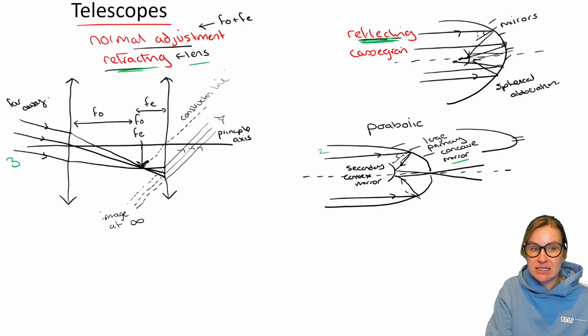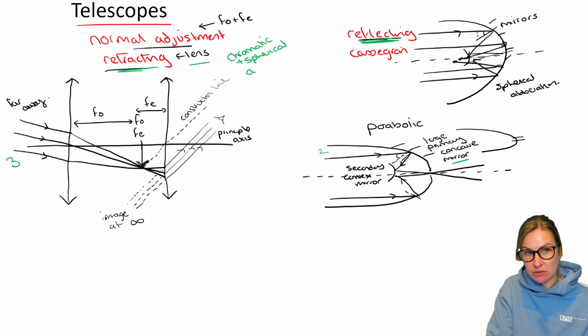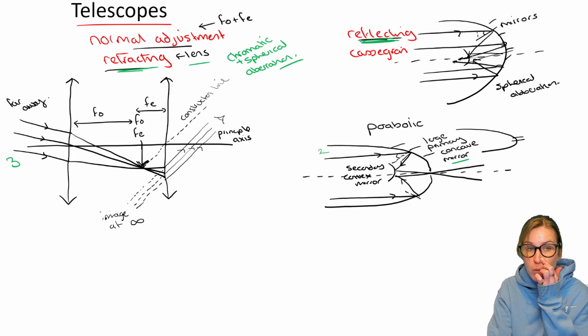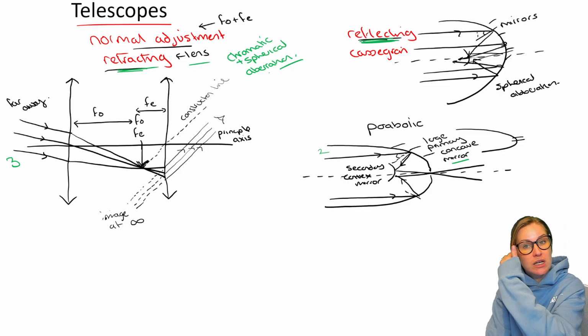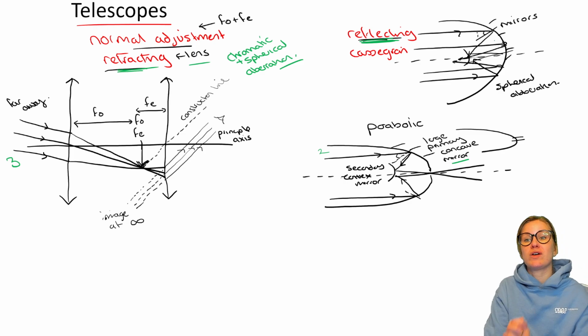Because this one is made of lenses, it does have both chromatic and spherical aberration. We can't avoid that. So that's why normally the reflecting telescopes are better. If you don't remember this, just look back to our earlier video where we went over what chromatic and spherical aberration was. Whereas with reflecting telescopes, we can avoid spherical aberration by making them parabolic in shape.